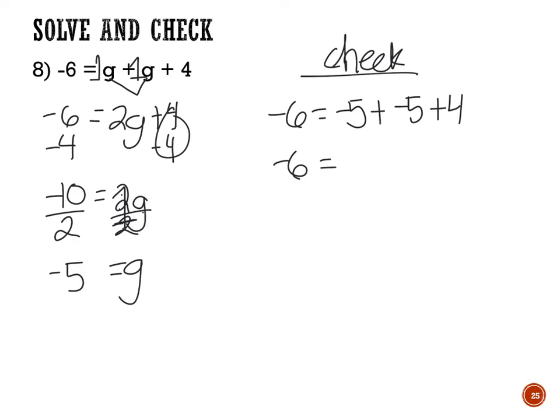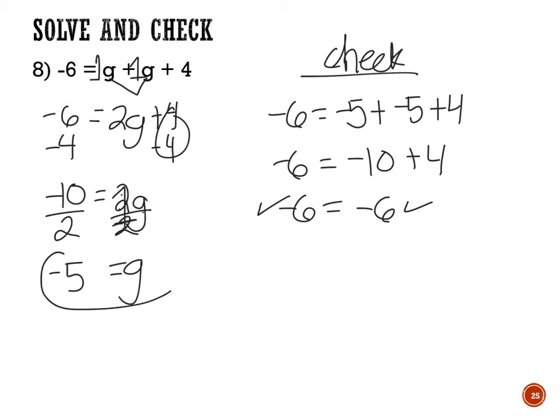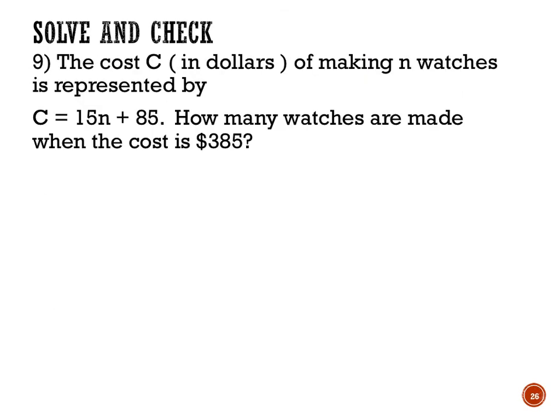Negative 5 plus negative 5 equals negative 10 plus 4. Negative 10 plus 4 equals negative 6. Negative 6 equals negative 6. So your unknown variable g equals negative 5.